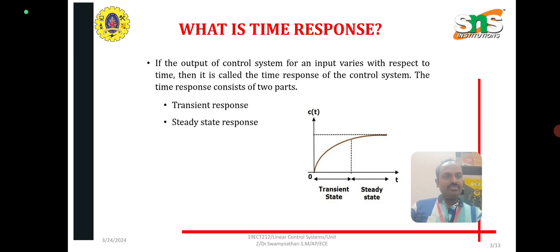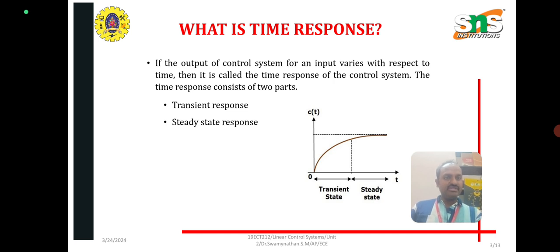So first, what do you mean by time response? If the output of the control system for a particular input varies with respect to time, that is called the time response of the control system. The time response consists of two types: one is transient response, another is steady state response. Transient state means from 0 to a particular range, the output varies with respect to time. Steady state means the output does not vary, it maintains the same state.